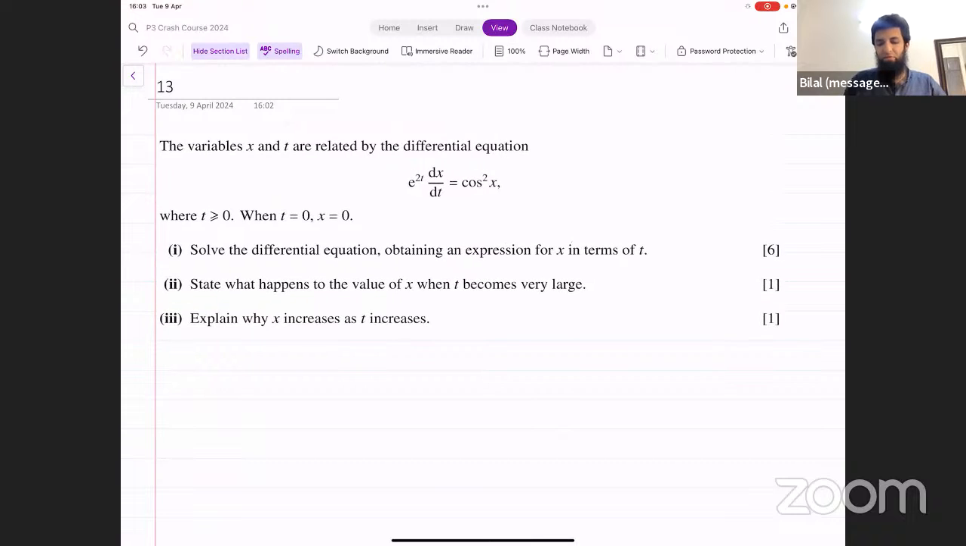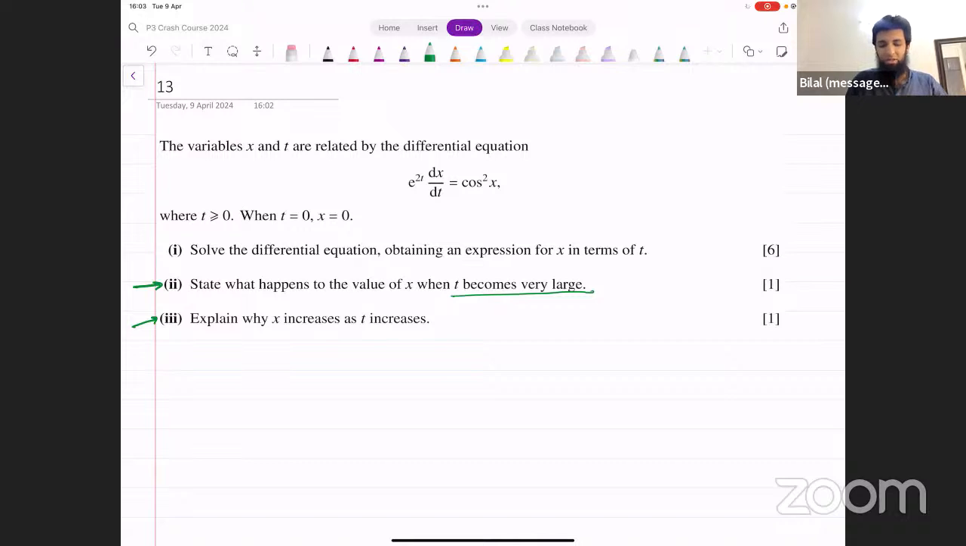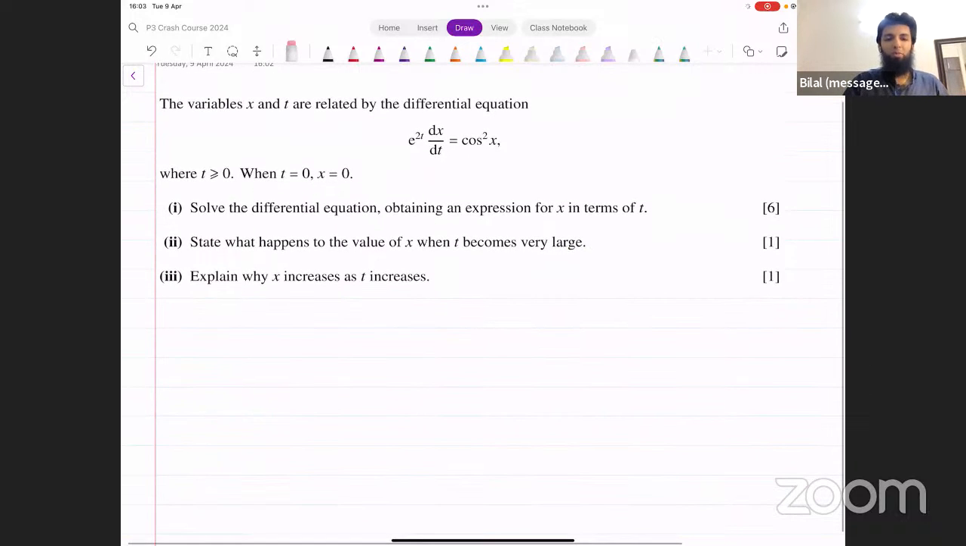So using this question, we want to understand what happens in questions like these. State what happens to the value of x when t becomes very large. Explain why x increases as t increases. So we will learn how to approach these problems, okay? And then we'll do more practice questions from the differential equation worksheet as well.